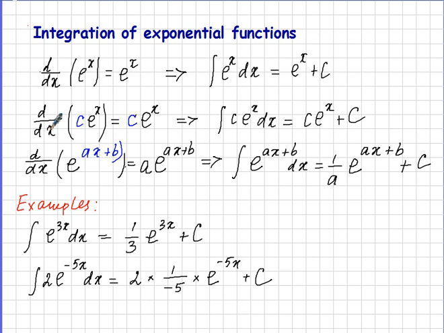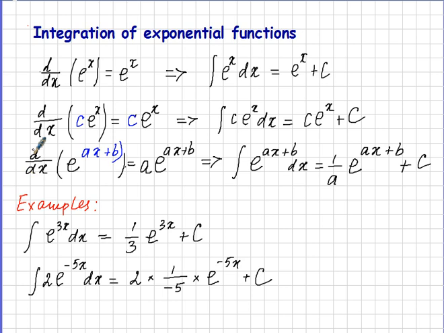If we have to differentiate e to the power of x multiplied by a constant c, then we know that the derivative is going to be c times e to the power of x. Using again the same fact that integration reverses the operation of differentiation, we know that the integral of c e to the power of x dx is going to be c e to the power of x plus c.